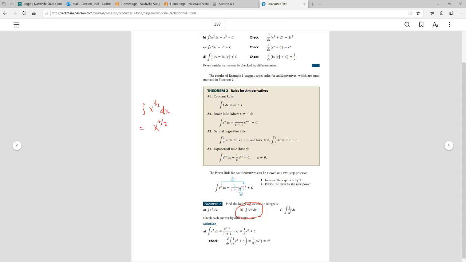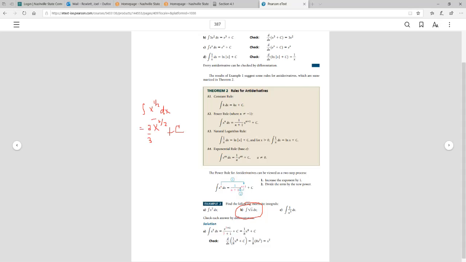And then we have to divide by 3/2. But remember, if you divide by a fraction, it's the same thing as multiplying by its reciprocal. So instead of dividing by 3/2 and writing it that way, we'll just go ahead and multiply by 2/3, and then I have to add plus c.